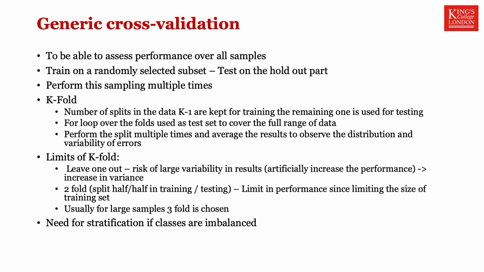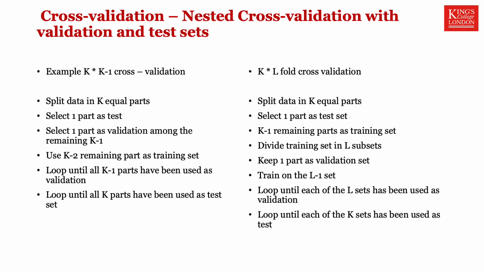In the case of deep learning, we have a slight issue: sometimes we split not only into train and test, but into train, test, and validation. And we need to take that into account when we do a cross-validation. That we can do with nested cross-validation when we have validation and test sets. So there is what we call the k times L fold cross-validation and the k times k minus 1 cross-validation.